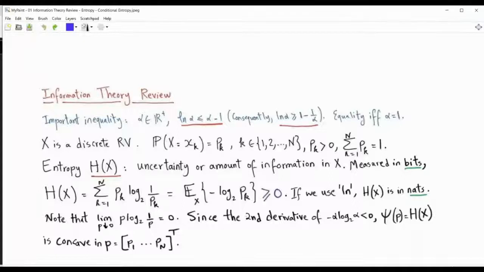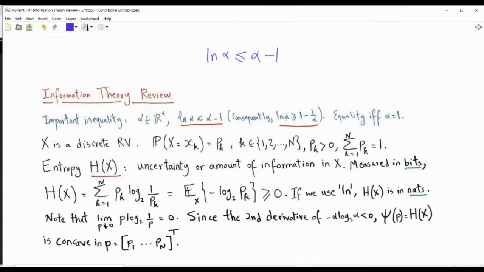Today we'll talk about a review of the information theoretical concepts that we need in this course. Basically, I will start with this inequality, which will play an important role in this lecture: the natural logarithm of a positive alpha is always upper bounded by alpha minus 1. And you have equality if and only if alpha is equal to 1.